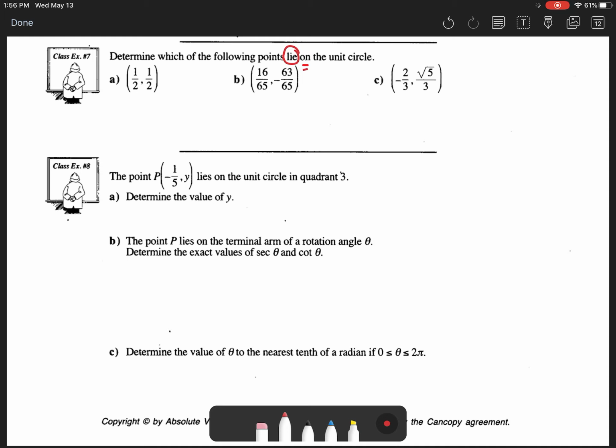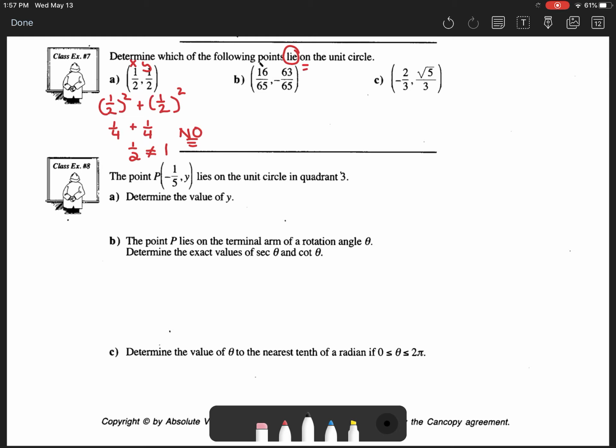Determine which of the following points lie on the unit circle. Well, if it lies on the unit circle, x squared plus y squared should equal 1, right? So x squared plus the y value squared, right? This was an x, this was a y. So I'm squaring them. If it's on the unit circle, it should equal 1. So this is 1 over 4 plus 1 over 4. That's 2 over 4, which is 1/2. That's 1/2. 1/2 does not equal 1. So no, this point is not on the unit circle.